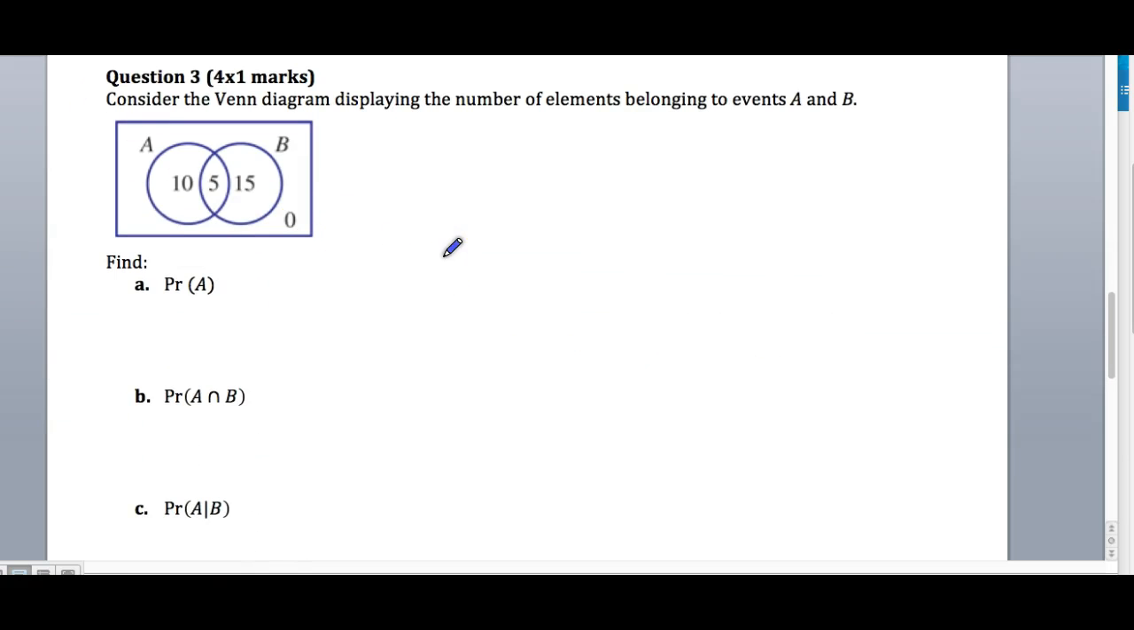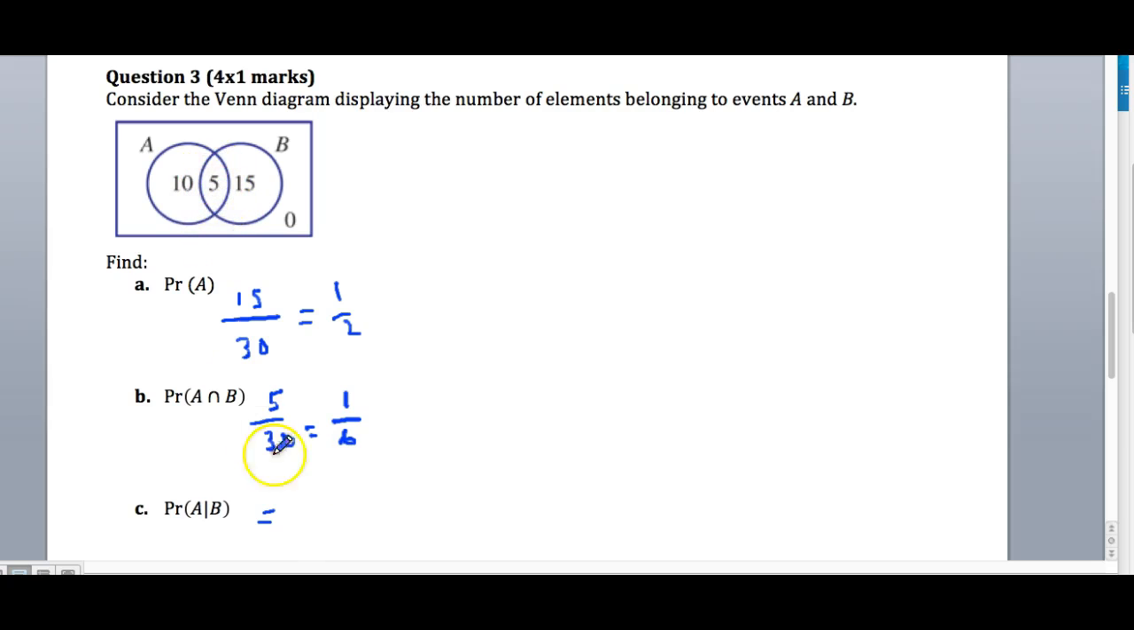Question 3, consider the Venn diagram displaying the number of elements belonging to events A and B. Find the probability of A. So everything in the circle of A, 10 and 5 is 15, over how many we've got in total. So that's 30. So just double check, yeah, so that's a half. Probability of A and B, so we just want the intersection, which is 5. So that's 1/6.